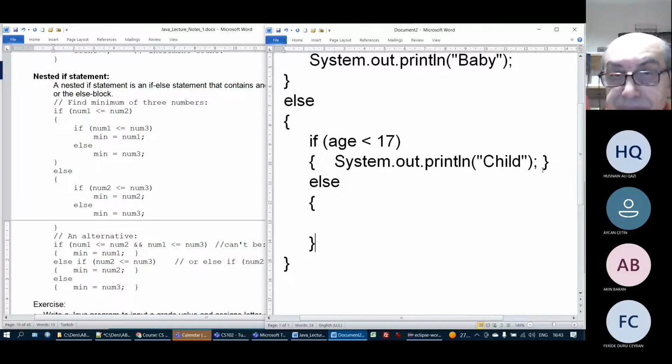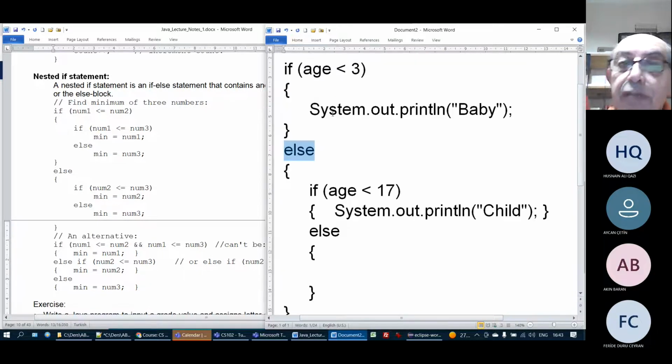If I come to this else, it is certain that age is not less than 3. It is equal to 3 or more. And here I compare less than 17. If it is between 3 and 16, this will be true, and it will print child. When it comes to else, we know that age is not less than 17. It is either equal to 17 or more when we come to else. So here I have something similar to this one.